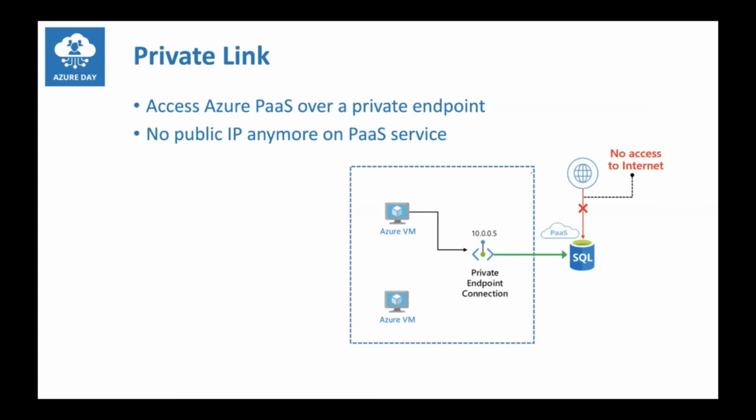That means that you don't have a public IP anymore on your Azure PaaS service. So if you look at a SQL database, you would normally access that over a public connection. But if you add a private link to it, you can lock that down to just the IP address that your private link will get. So you add that private link to your virtual network. So the Azure SQL server actually gets an IP address that comes from your subnet, as we will see later on in the demo. And then it will no longer be accessible over the internet. It will just be accessible from within your virtual network.